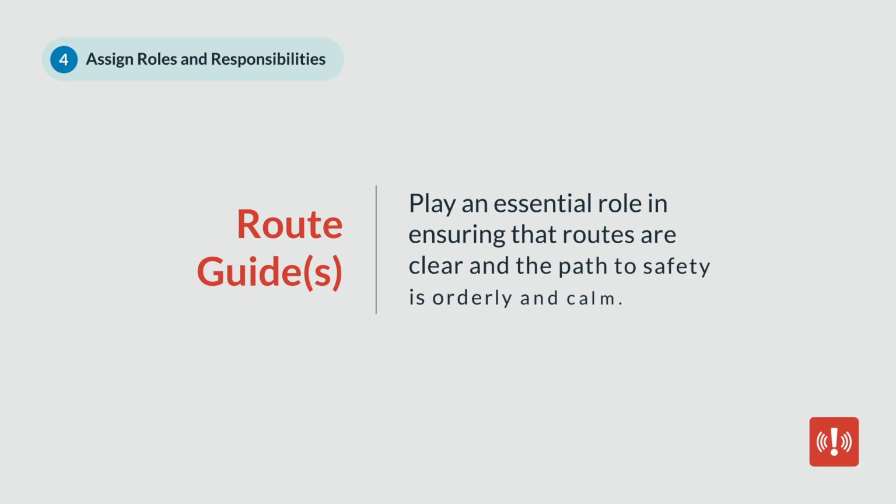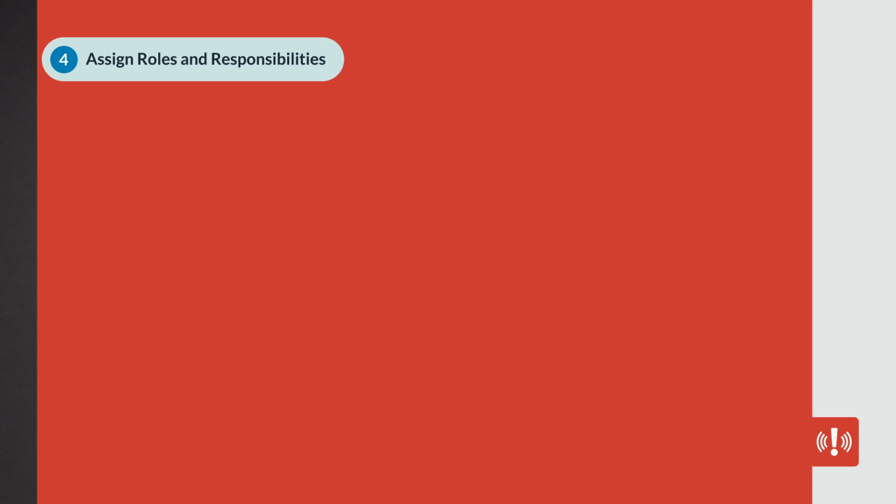Route Guides. In the event of an evacuation, these guides play an essential role in ensuring that routes are clear and the path to safety is orderly and calm. They also help clear evacuation routes and assist those with mobility issues. Each role should come with clear instructions, backup personnel, and regular training. Everyone on the emergency response team needs to be confident in their duties and ready to act without hesitation.